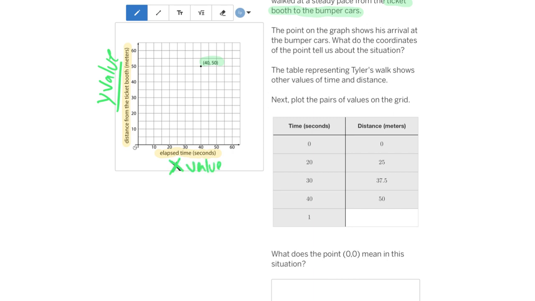So the point here tells us that it took Tyler 40 seconds to go the 50 meters. And let's take a look. So here is my graph. Okay, there's my line. It's a straight line that goes through (0, 0), so we know it's proportional. If we look at the x, that was 40 seconds. And if we go up here, the y was 50 meters.